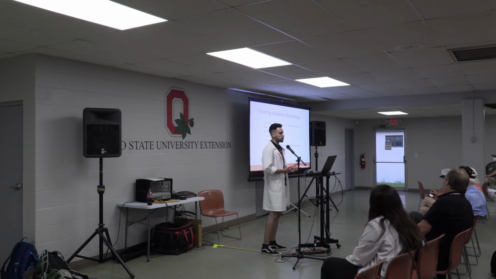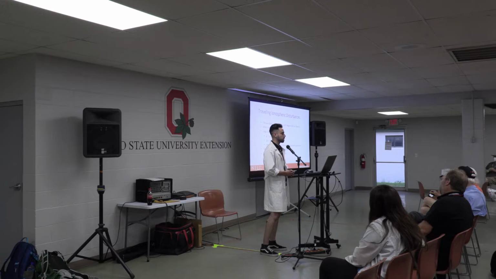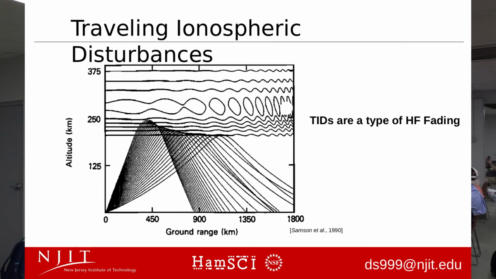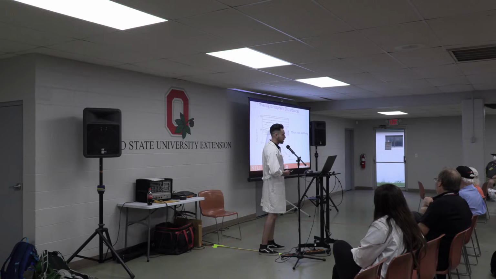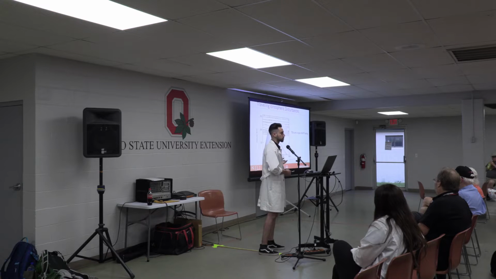The current instruments that we have to observe these are SuperDARN radars, GPS TEC plots, total electron content plots, and ionosondes. So just to illustrate real quick what happens when a traveling ionospheric disturbance goes through the ionosphere. As the ionosphere becomes perturbed, you could see that the refraction changes the actual propagation distance. So this is what we're looking for in these instruments. These are usually perceived as a type of HF fading.